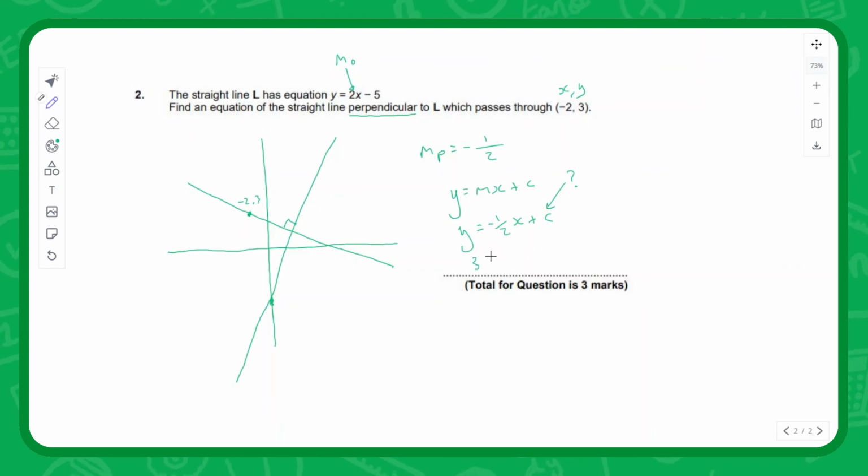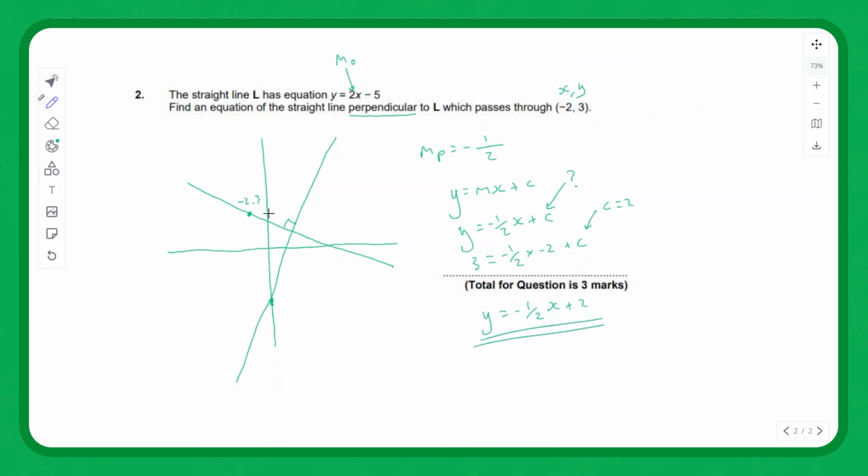And so I know that I should be able to get minus a half times minus 2 plus c to get 3. Well, minus a half times minus 2, the minuses cancel out. We've got a half times 2. That gives me 1. And so 1 plus c has to give me 3. Well, c, therefore, has to equal 2. And so we end up with y equals minus a half x plus 2.